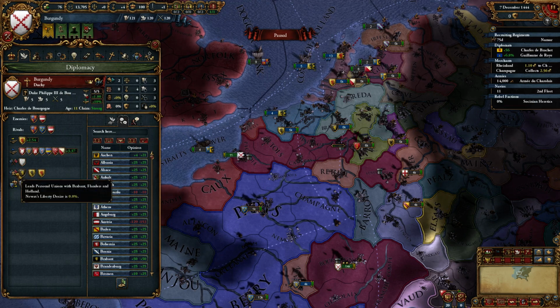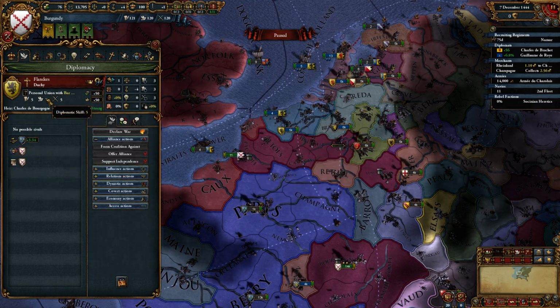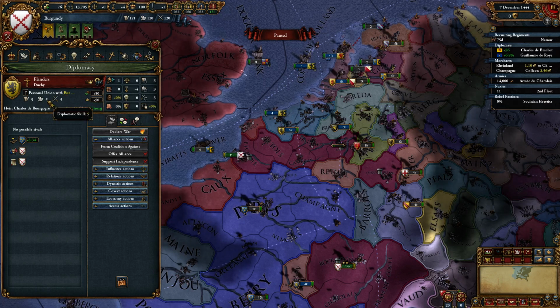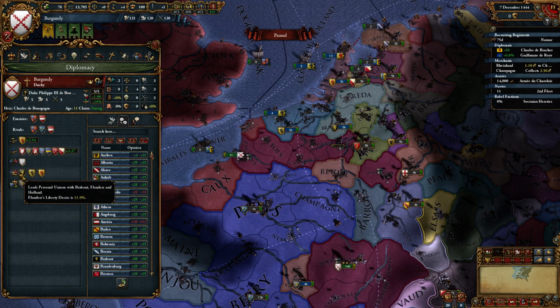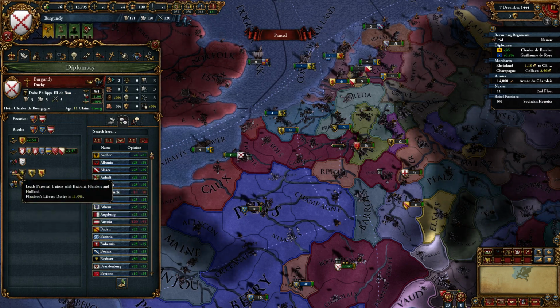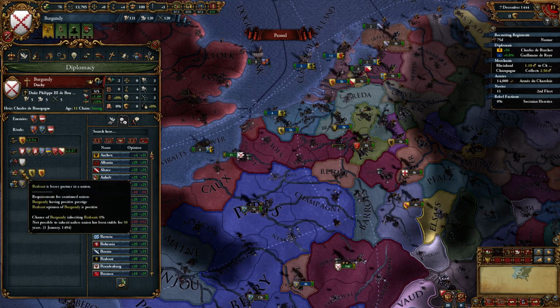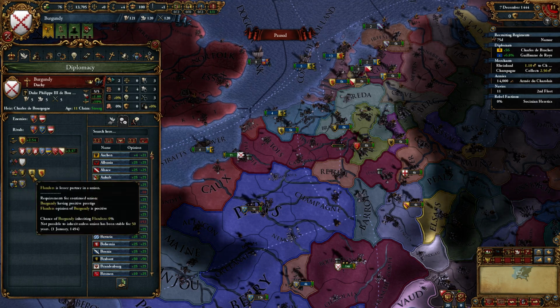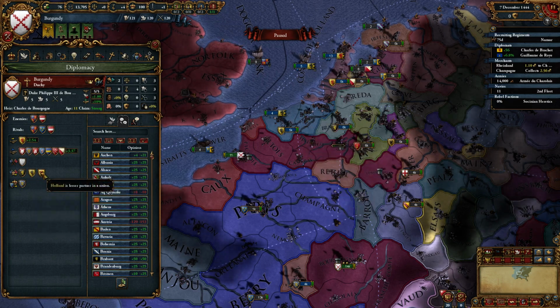Now personal unions are different. With personal unions, I am the same ruler. Like I am the ruler of these three countries. So personal union means eventually I might assimilate them. There's a chance I inherit their land over time.